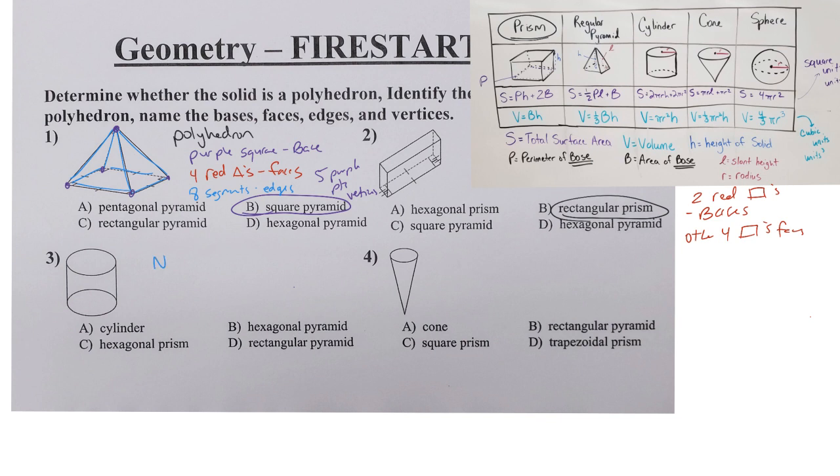So 3 is not a polyhedron because of the circle. It's a cylinder. It does have two bases. It has two circle bases. Right, there's a base, there's a base. But there are no edges, there's no faces, there's no vertices. Right? So it's not a polyhedron. 4 is a cone. It has one circular base, and it does have one vertex. Right? That's it. That's it for this Firestarter.